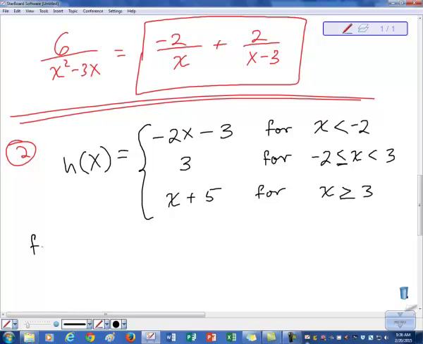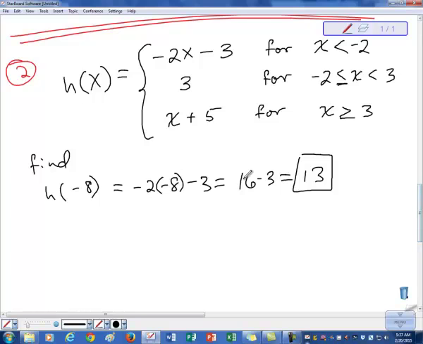And let's say we want to find h of negative 8. Well, first thing you have to do is look for each one of the 3 of these. Since negative 8 is less than negative 2, you would use the first function. So this would be negative 2 times negative 8 minus 3. So negative 2 times negative 8 would be positive 16, minus 3, and we get 13 out.